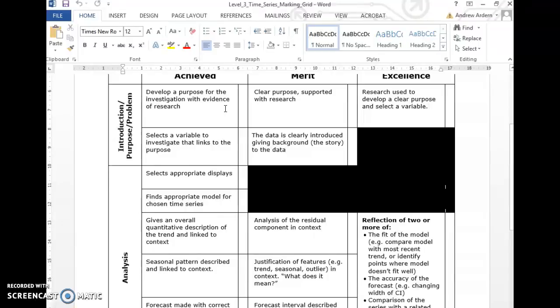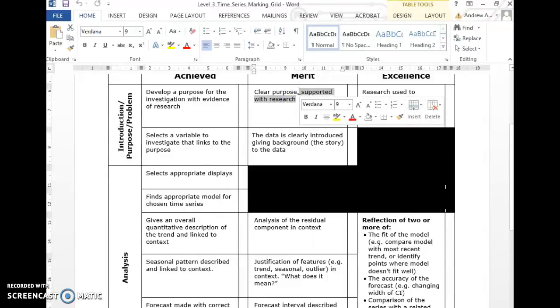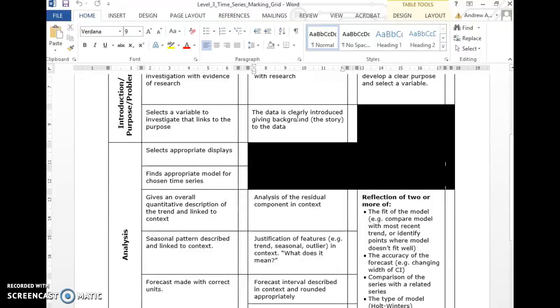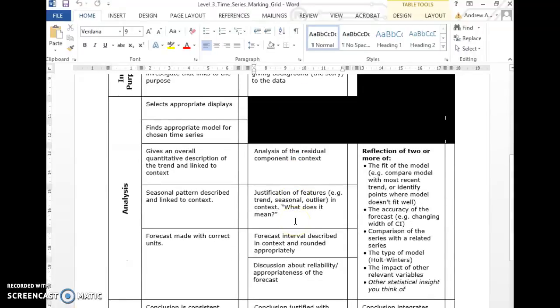Now, the only difference really between an achieved and a merit is being supported with research. Okay, no research, no merit. And the other major difference is really embedding context every time you discuss. The data is clearly introduced, giving background, so clearly discuss the background or the context. For merit, you have to have done a discussion around the residuals and how well the model fits the time series.